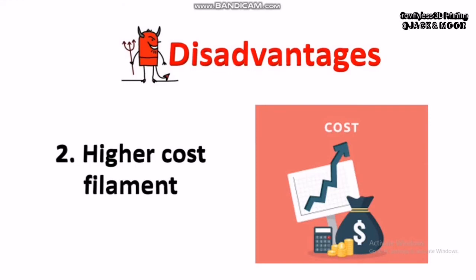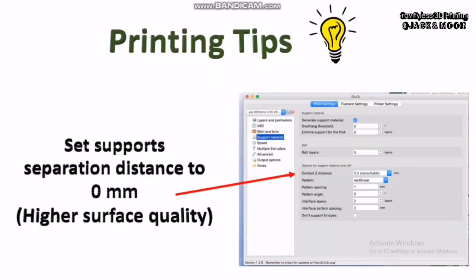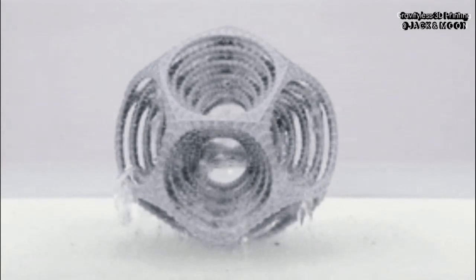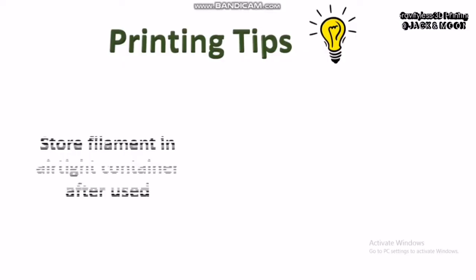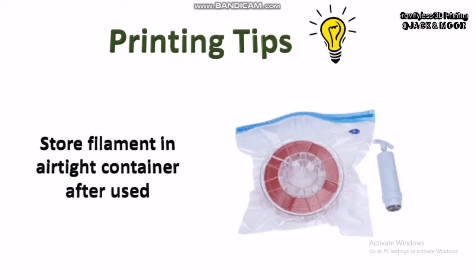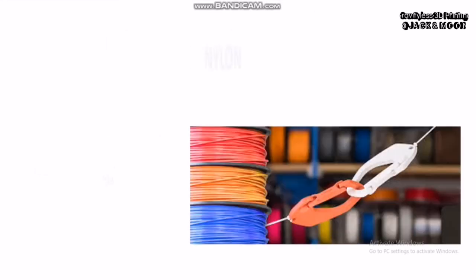Here are some tips for printing this material. Set the support separation distance to 0 layer for better surface finishing. This way, when the support materials are being dissolved completely, it will leave the printed part with extremely good surface finishing. Also, open environment will easily damage the filament. Thus, keep this filament sealed properly in an airtight container once we are finished with the printing.